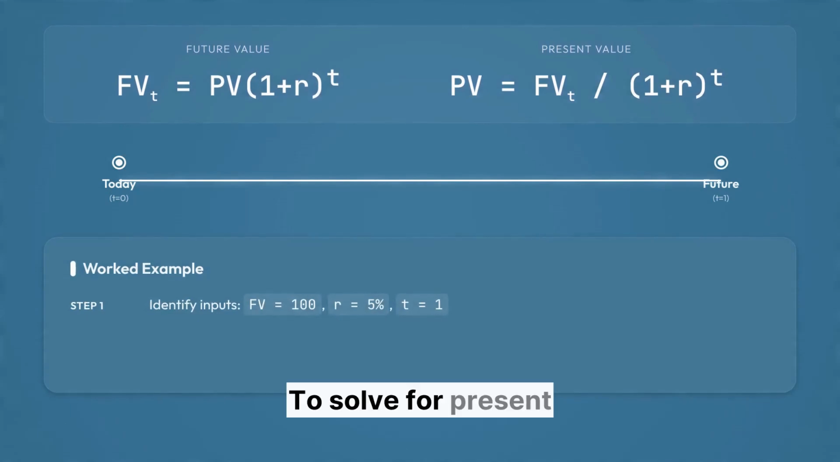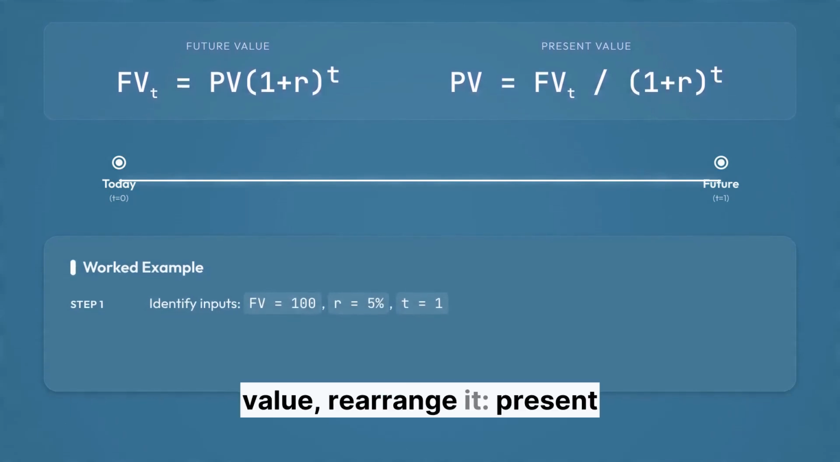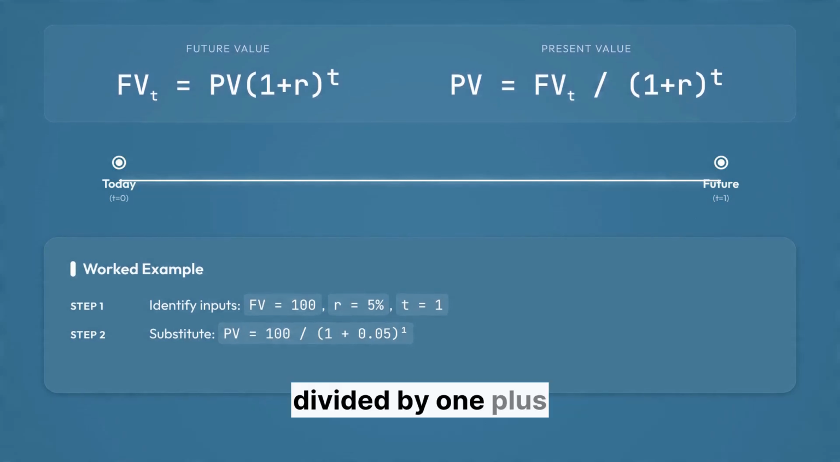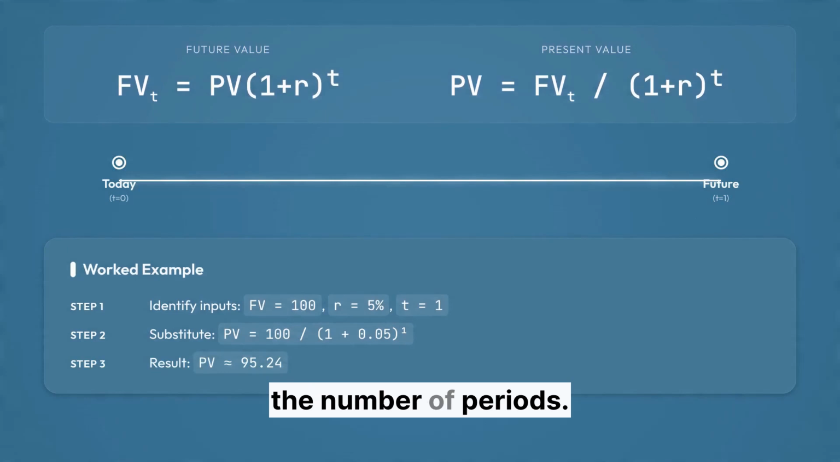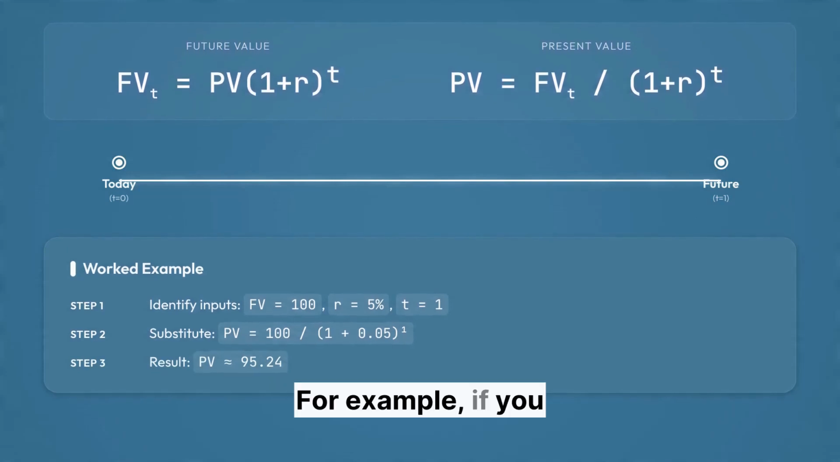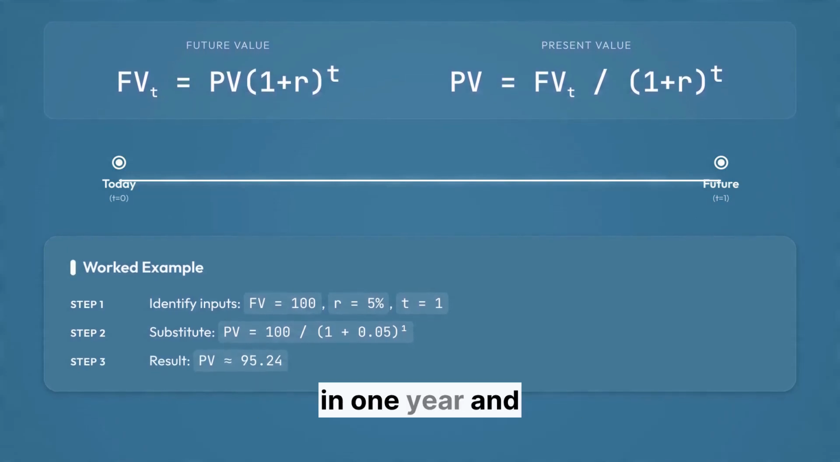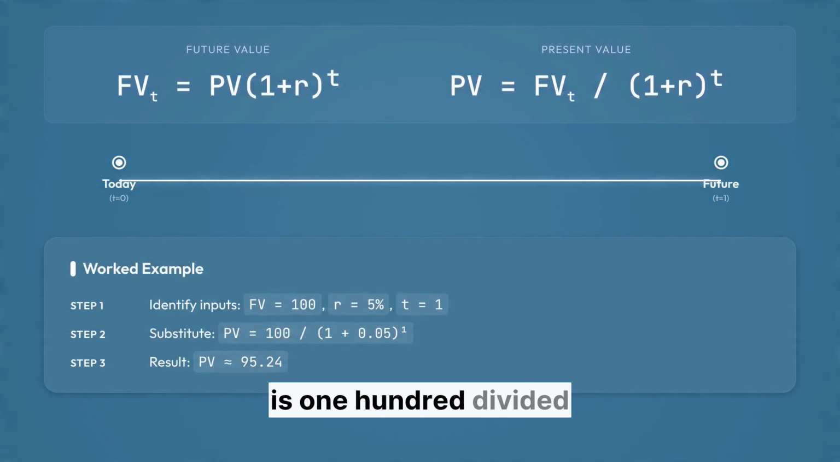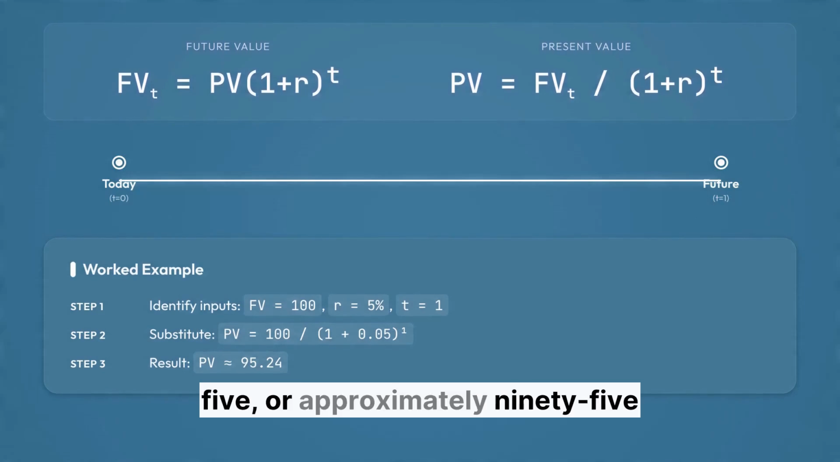To solve for present value, rearrange it. Present value equals future value divided by 1 plus the rate raised to the number of periods. For example, if you will receive 100 in 1 year and the discount rate is 5%, present value is 100 divided by 1.05, or approximately 95.24.